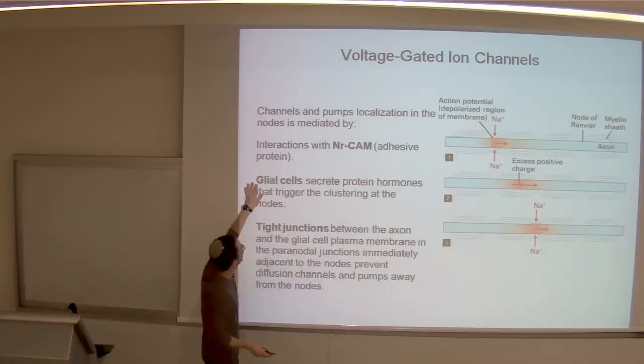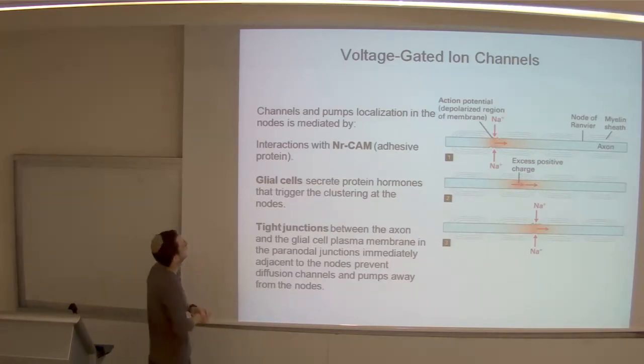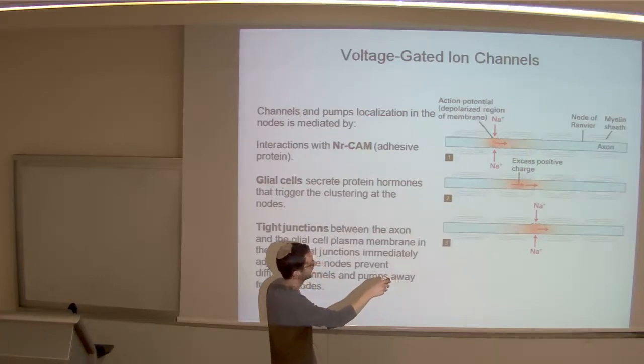Well, there are three known mechanisms that lead to the concentration of voltage-gated channels in these locations. The first is interaction of these channels with a family of proteins called NrCAM, which are a kind of adhesive proteins. These are proteins that interact very stably with proteins from inside the cell and so the exoplasmic parts are pretty much localized at a certain spot.